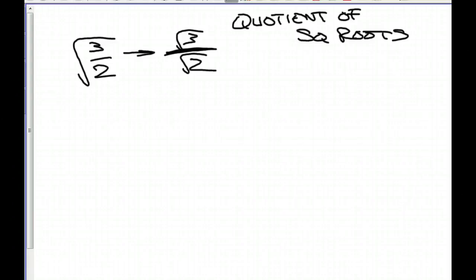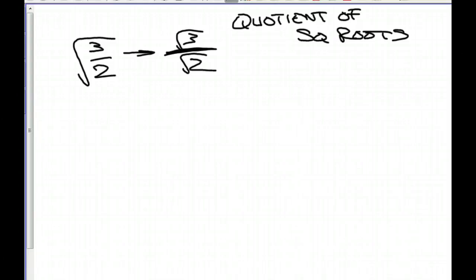Just like 2 over 4, you reduce to 1/2. It's the same thing. It's not wrong. It's just not the mathematician's favorite way of leaving an answer. Okay, so because we don't want a radical in the denominator, we have to get rid of the radical sign.